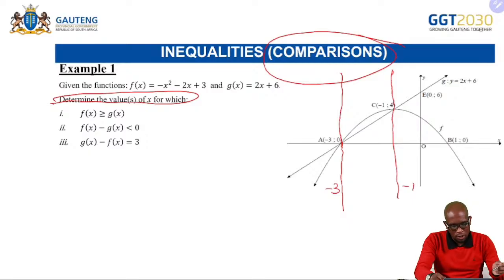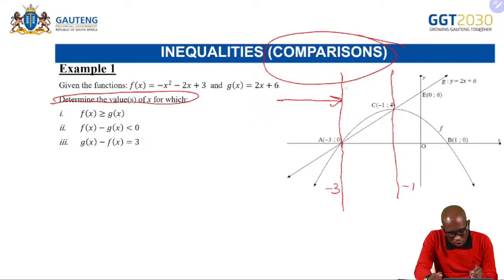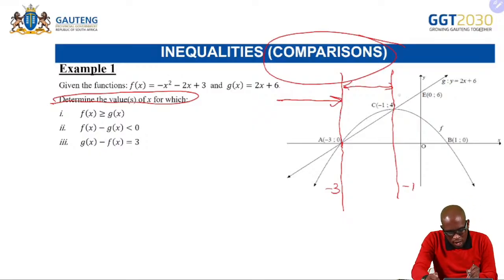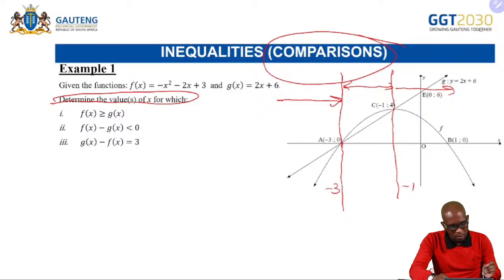So now I'm going to check from the left to the first point of intersection and check which graph is above and which graph is below. And then I'm going to check in between the 2 points of intersection which graph is above and which graph is below. And then I'm going to check on the right-hand side of the point of intersection which graph is above and which graph is below.